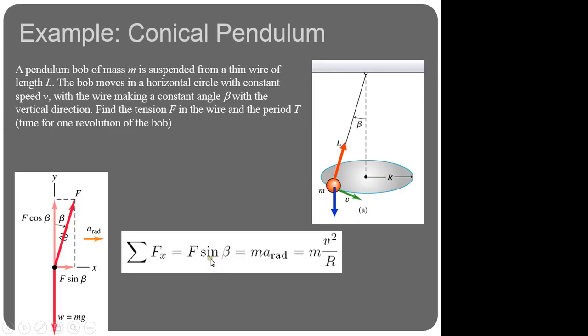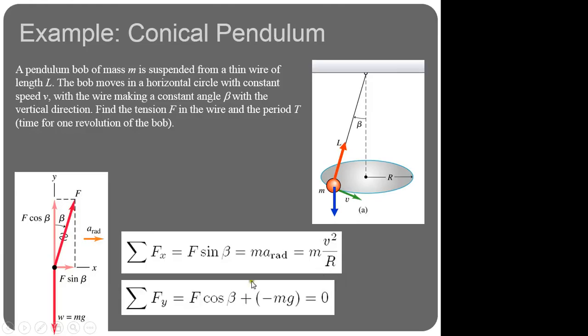In terms of x, F sine beta is equal to ma, which equals m v squared over r. Fy is F cosine beta minus mg, which must equal 0. Okay, easy stuff.